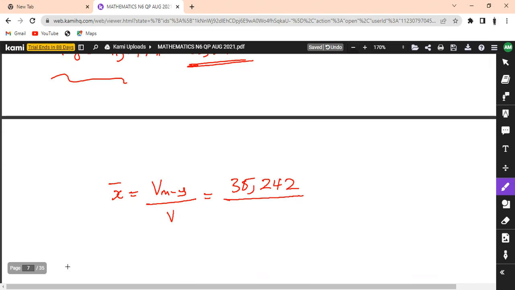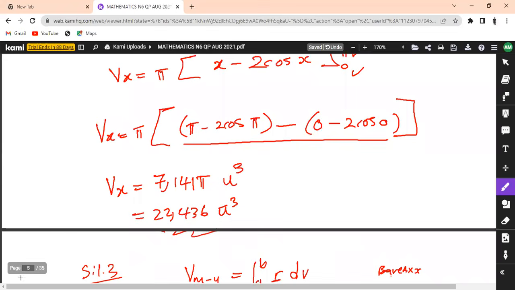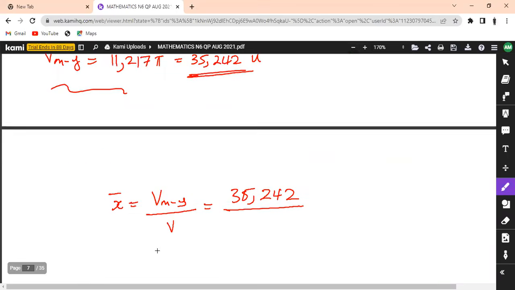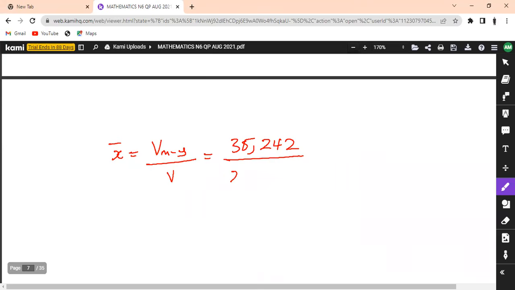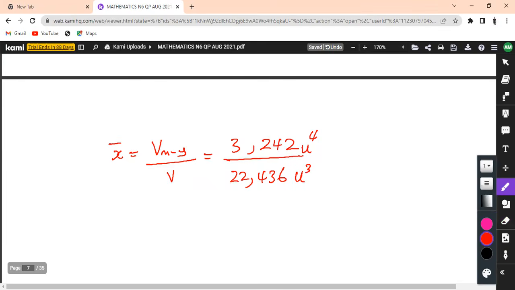So it's 35,242, everything over the volume. Remember our volume, guys, the one that we obtained here, the volume was 22,436. Okay, these are units to the exponent of 4, and units to the exponent of 3. So definitely our answer is going to be in basic units there. Take note, guys, this is 35 here, so that is what you're going to have in this case.